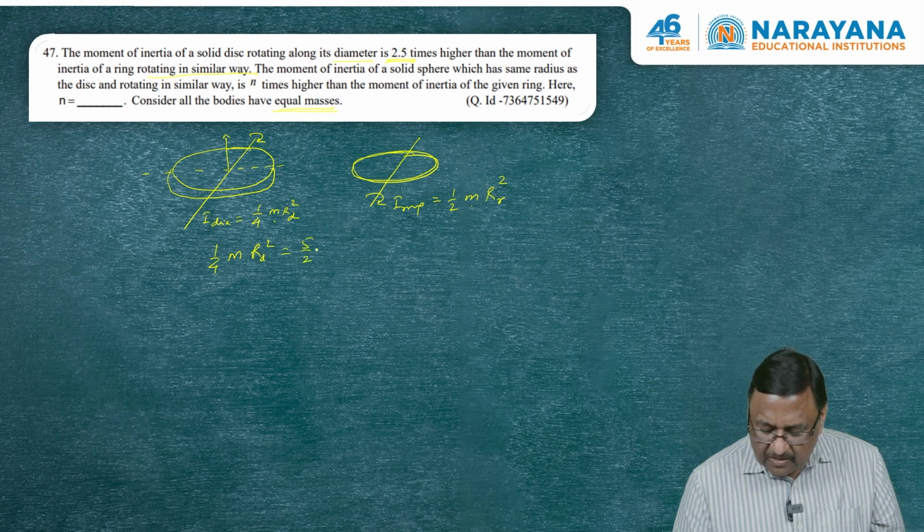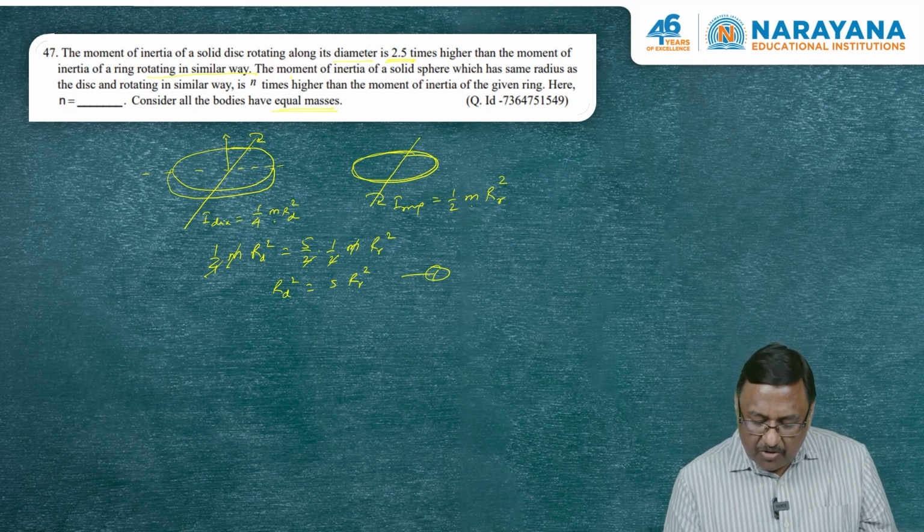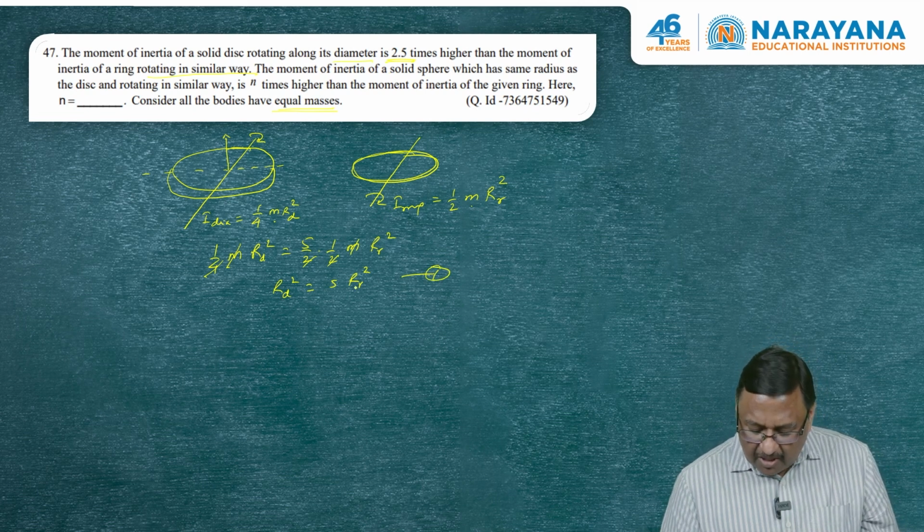2.5 means I can write it as 5 by 2 times half m into r for the ring square. Mass being equal can cancel out. 4 is also cancelled out. I can write straight away this relation: rd square is equal to 4 times r of the ring square. I get one equation because he is not giving you the relation between diameter, the radius of the ring and disk.